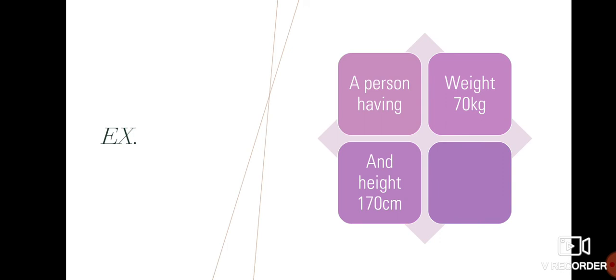So I will be calculating the BMI of a person who is having 70 kg of weight and his height is 170 centimeter, for example, to understand it easily. So weight is 70 kg and height is 170 centimeters. As you can see, the height is in centimeters, because we generally measure in centimeters only. So first we have to convert the centimeter into meter.